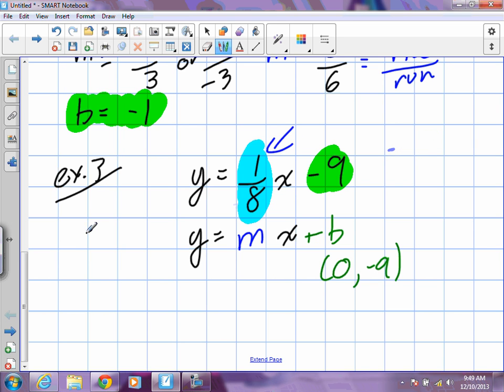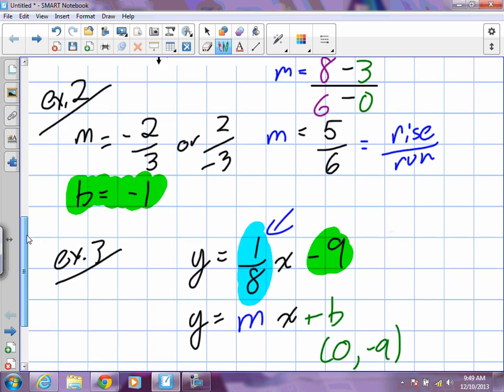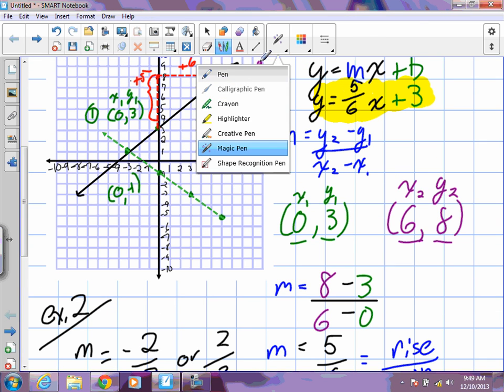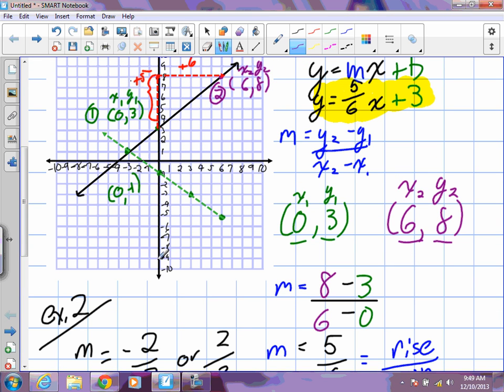So let's plot our point. We'll do this one in purple at negative 9. Our slope was a rise of 1, right? So we go up 1 unit. And then a run of 8. So we go over 1, 2, 3, 4, 5, 6, 7, 8. So here's our next point.